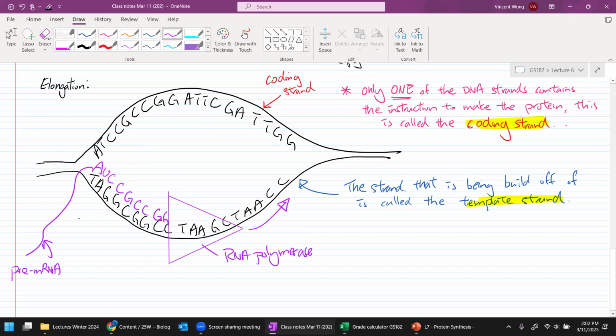And so at the end, if you finish this process, the RNA that you get is a copy of the coding strand. It's the same. Look, A and A, but T is replaced by U because it's RNA, right? But everything is the same. That's the key thing. You understand? Yeah?